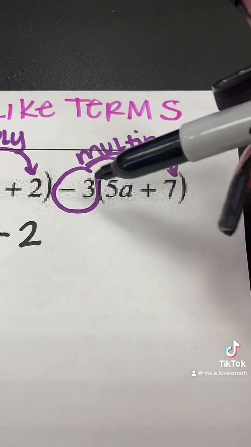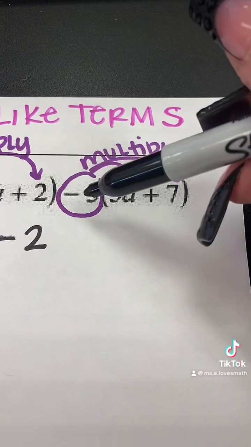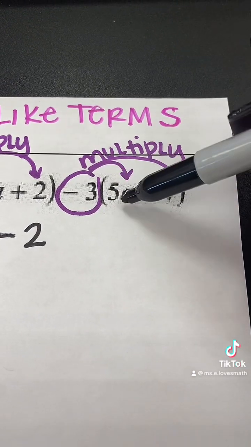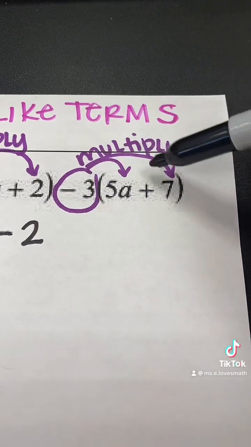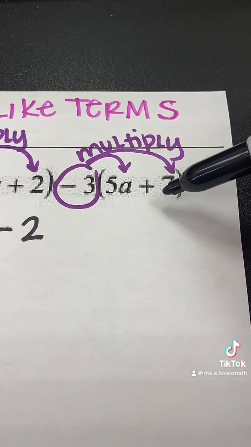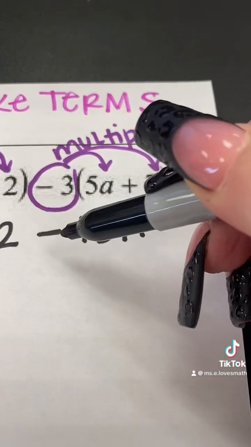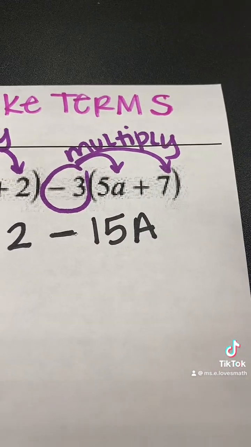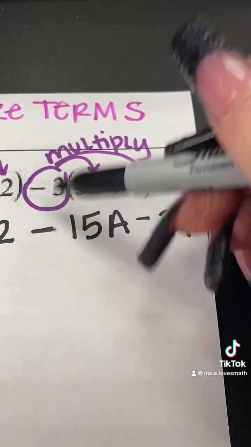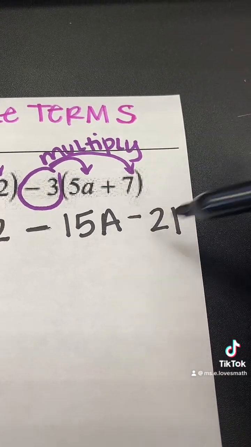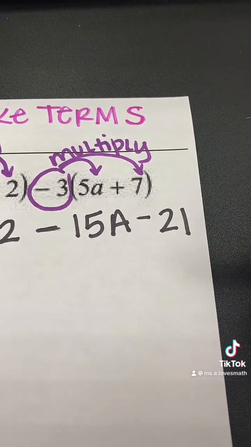Now it's time to distribute this -3. We have -3 times 5a and -3 times a +7. -3 times 5a is -15a. -3 times +7 is -21.